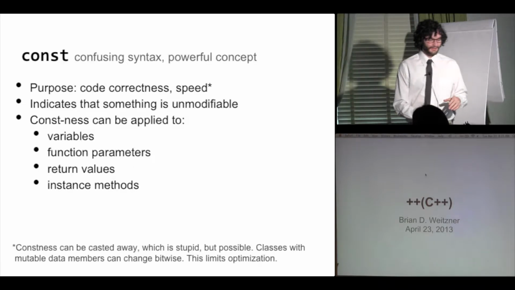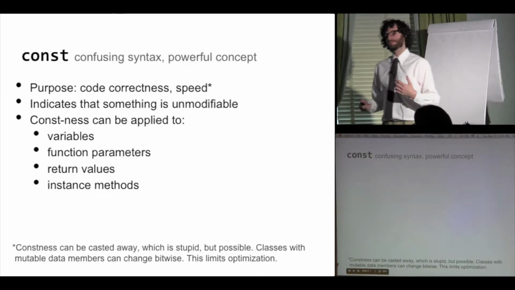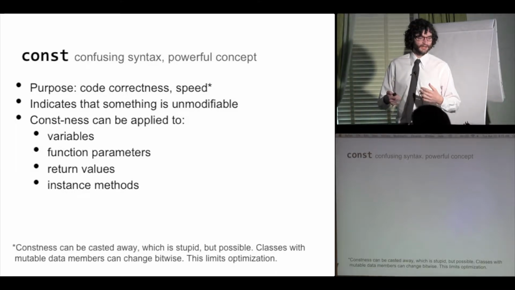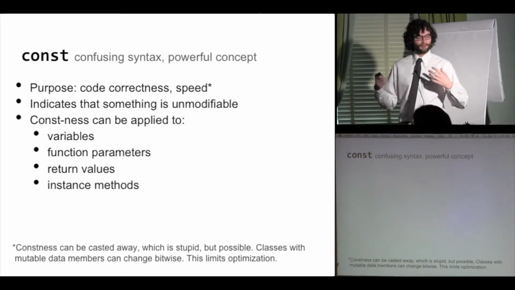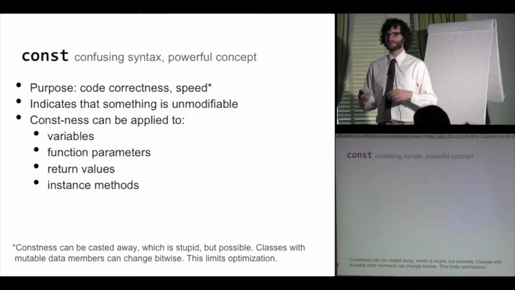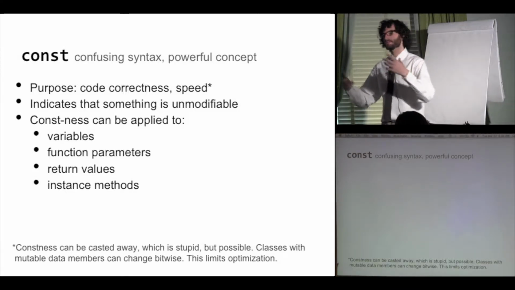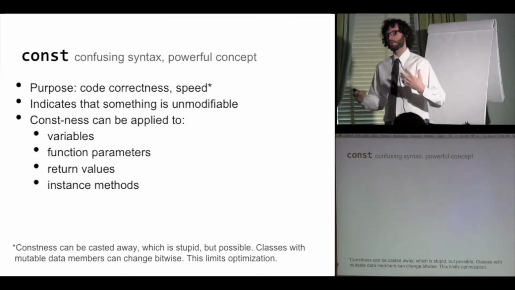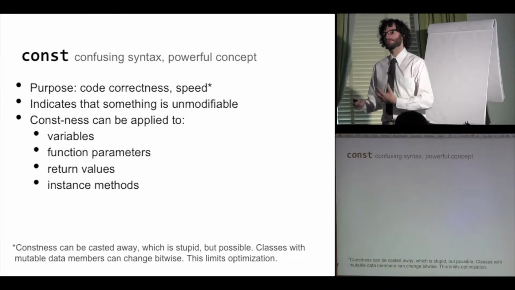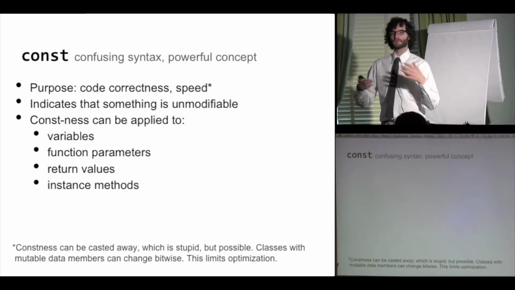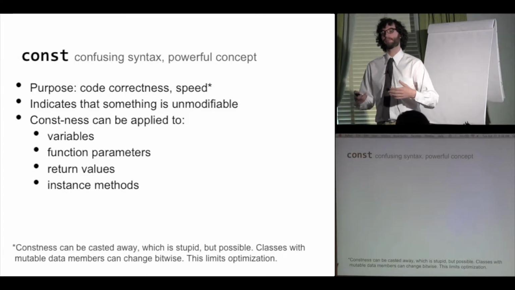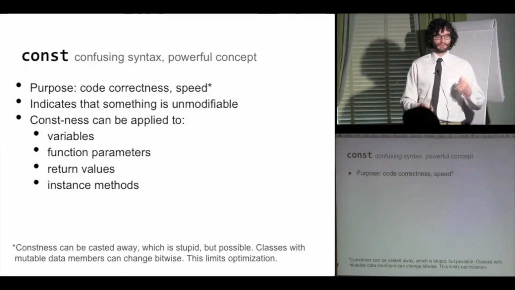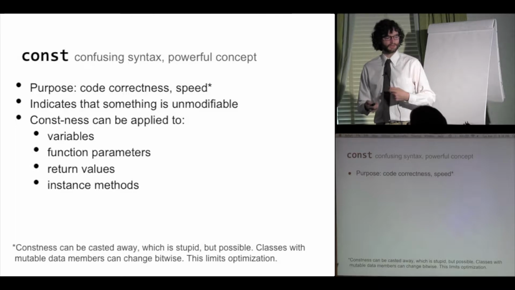Okay. So the first thing I want to talk about is this concept that C++ has called const. It's a very confusing syntax because it's this one keyword that can do different things in different contexts. But it's very useful. So we want to make sure that everyone knows how it works, how to use it, and how to read code that uses it, and identify code that might be using it incorrectly. So the purpose of it is code correctness and speed.